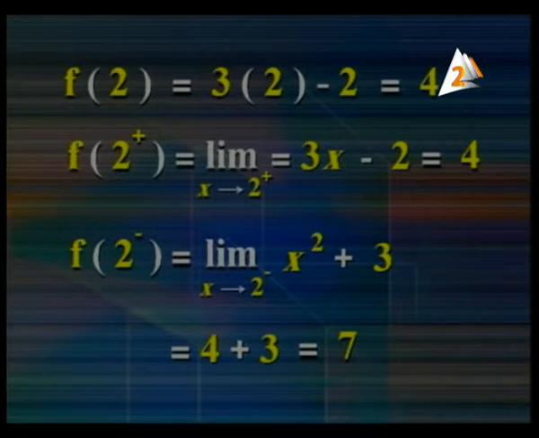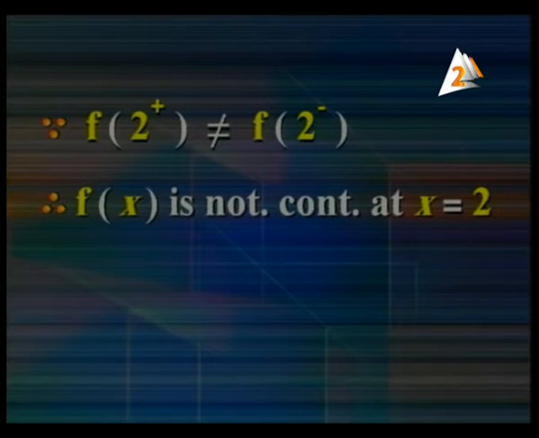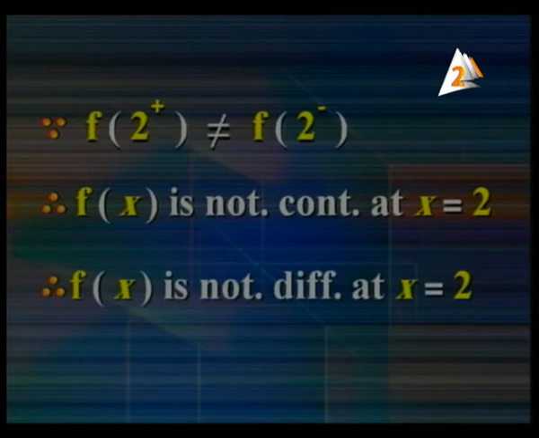Dear student, look at f of 2 exists and equals 4. But in this case, f of 2 positive does not equal f of 2 negative. Why? Because f of 2 positive equals 4, and f of 2 negative equals 7. What do you deduce, dear student? f of 2 positive does not equal f of 2 negative. Therefore, f of x is not continuous at x equals 2. What do you deduce? f of x is not differentiable at x equals 2.